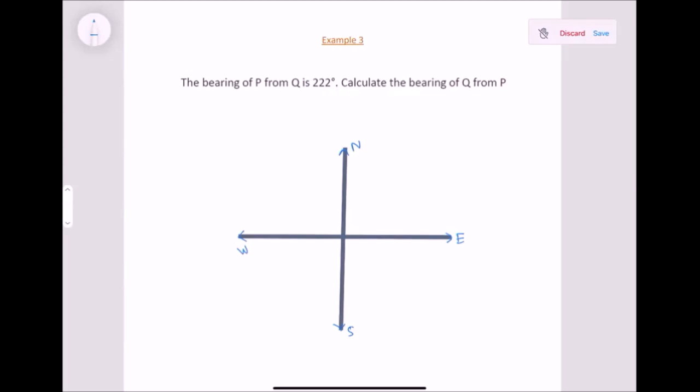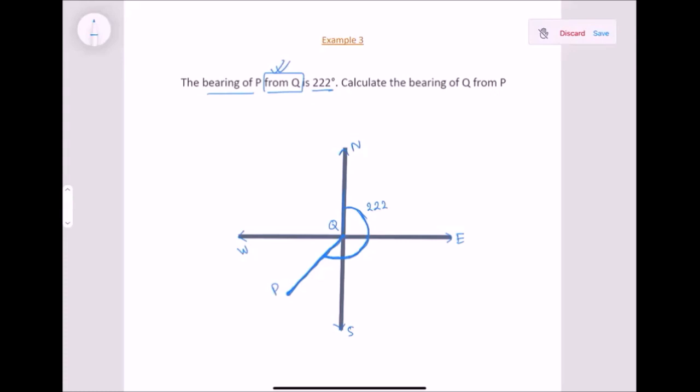Okay, so next is example 3, which is similar to example 2. So we have the bearing of P from Q, which is 222. So from Q means the angle is at point Q. So this is Q and 222. So we need to start from this line. So if I start moving in a clockwise direction, 10, 20, 30, 40, 50 up to 90, then 180, 190, 200, 220, somewhere over here, right? Okay, and this point will be P.